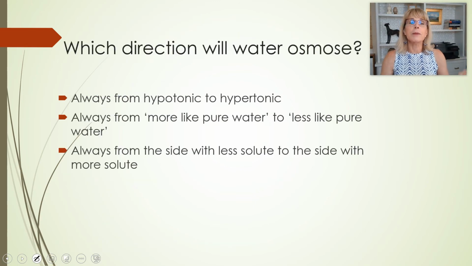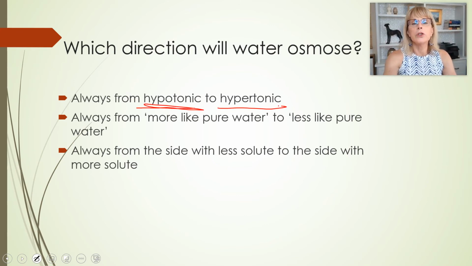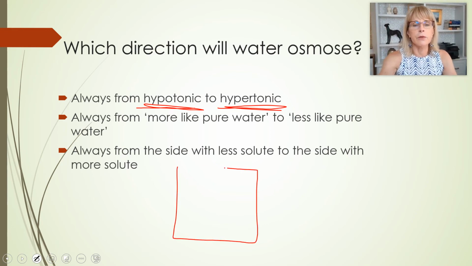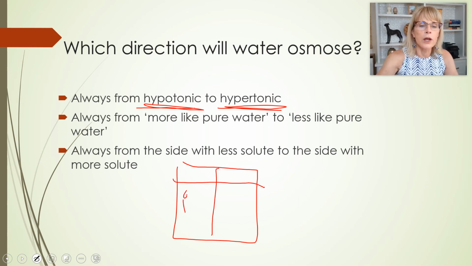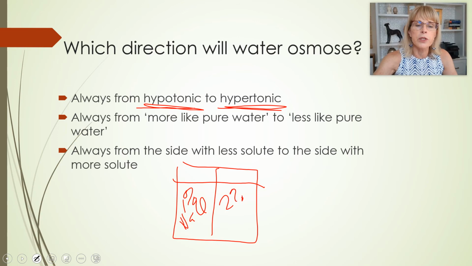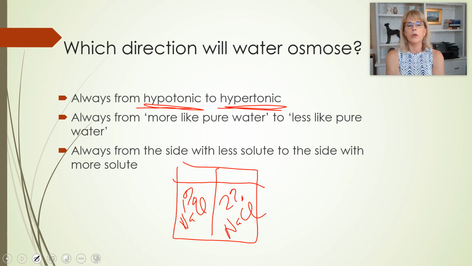Alrighty. So that's step 2. Step 3, which direction will water osmose? Water always goes from hypotonic to hypertonic, always. So 2 sides of a beaker, my beakers are strangely square, right? And over here we have got 1% salt, NaCl. Here we've got 2% salt, right? Which way will the water move?